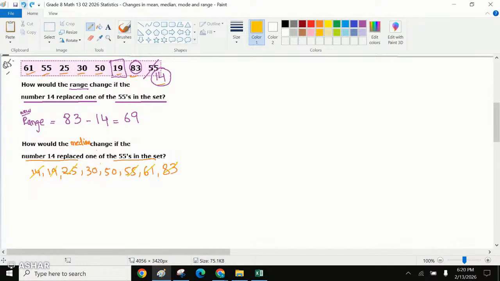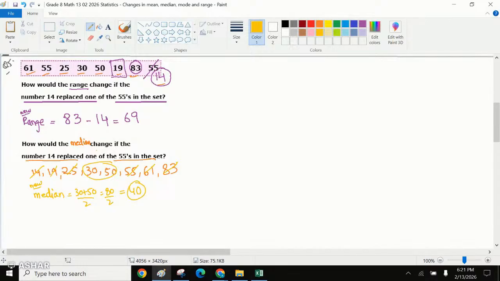Sorry, 3 and 3, we are left with this. Therefore, the new median after the replacement of the number would come out to be 80 divided by 2. That would come out to be 40. So we will always have a change if one of the numbers has been changed.